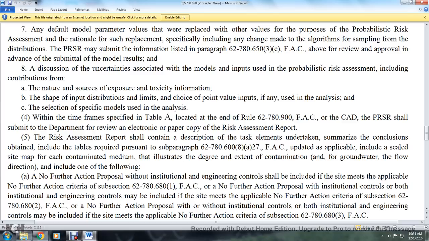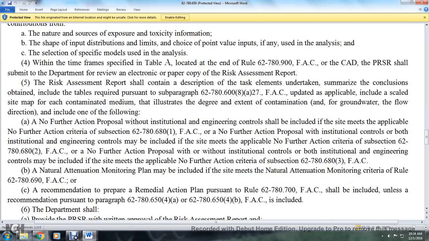Cleanup agreement documentation: the person responsible for site rehabilitation shall submit to the department for review, electronically or on paper, a copy of the risk assessment report. The risk assessment report shall contain a description of the task elements undertaken, summarize the conclusions obtained, and include the tables pursuant to these paragraphs. So paragraph 62-780.653(2)(b) to be updated as applicable, including a scaled site map of the contaminated medium to illustrate the degree and extent of the contamination and the groundwater flow direction, including one of the following.